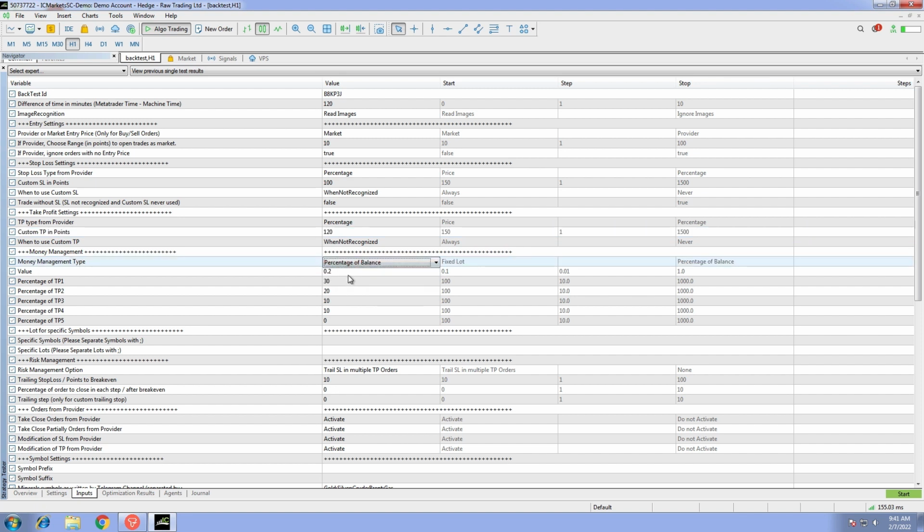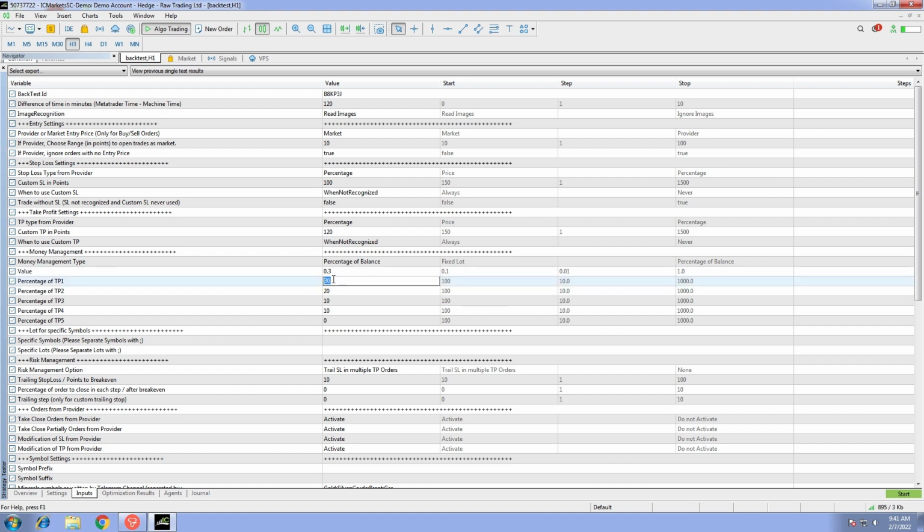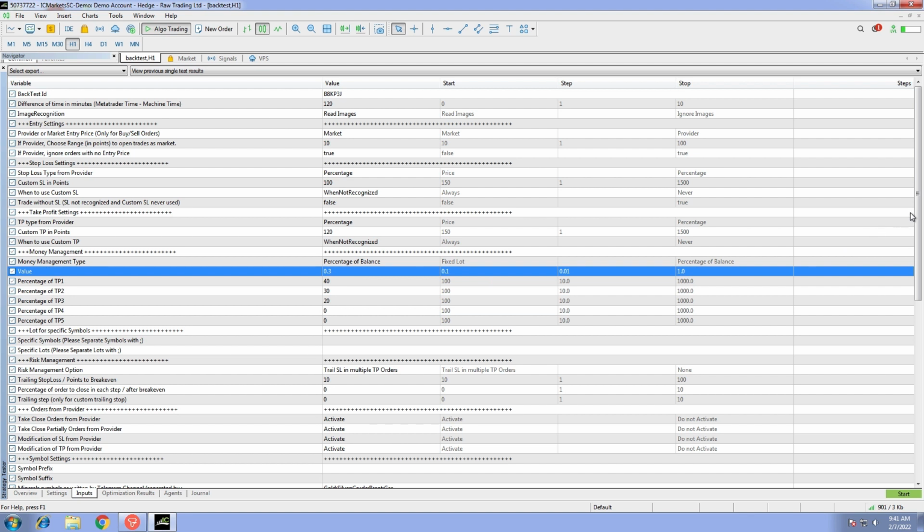When it comes to money management, we set the type to percentage of balance with 0.3 value. Take profit 1 to 40, take profit 2 to 30, and take profit 3 to 20. That would be all for the strategy of the backtest of this channel.